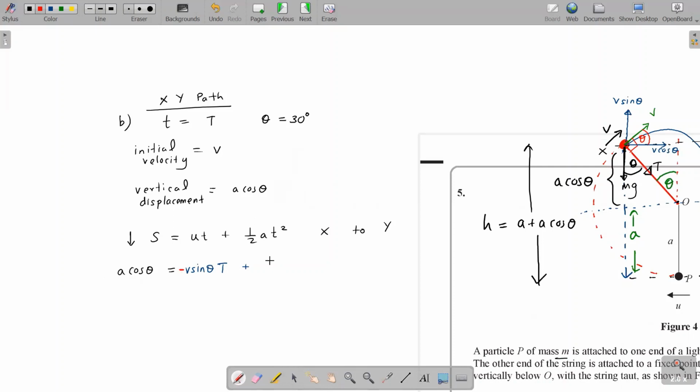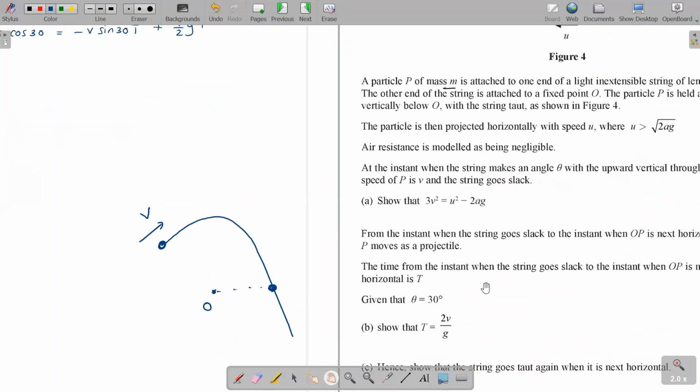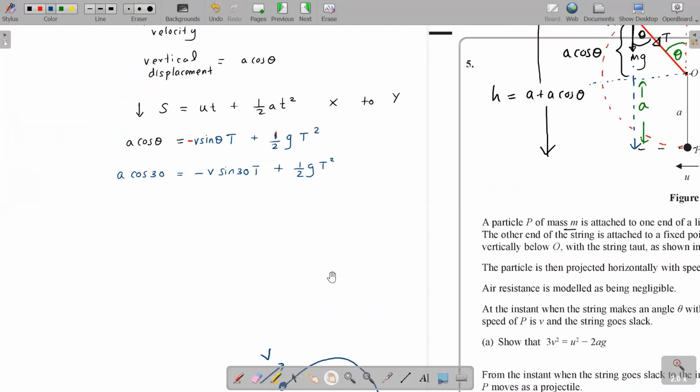And then plus half into g. Is g positive or negative? It's positive g because you're applying it downwards. G is positive downwards, and capital T square. Shall we apply the values now? A cos 30 minus v sin 30 into capital T plus half gT square. You saw your answer comes in terms of capital T, v and g, so don't input the value of g right now.